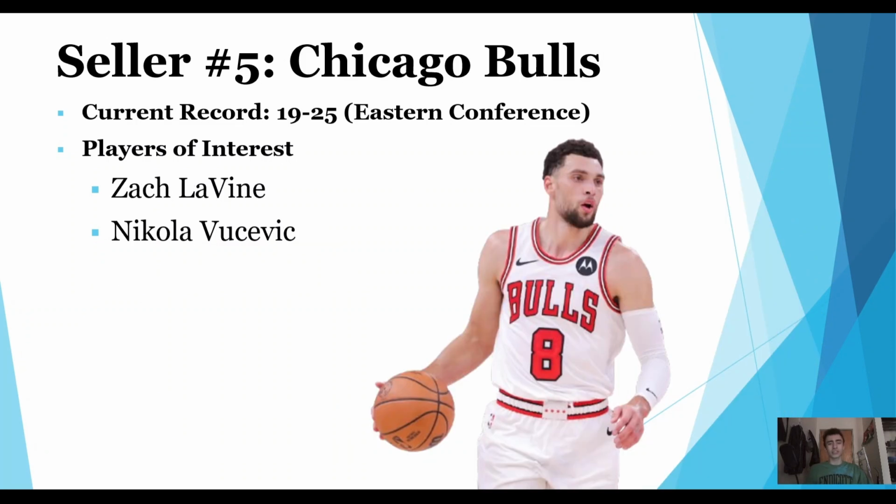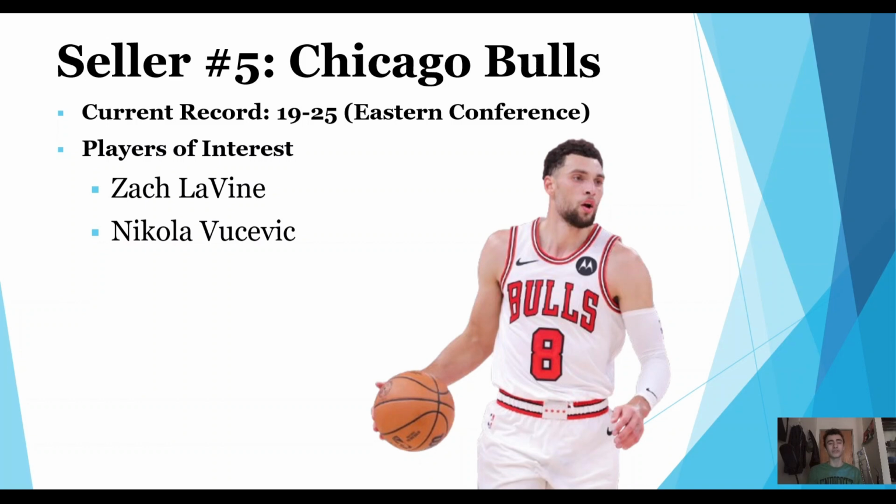Our fifth seller, the Chicago Bulls, are 19-25, and they have really two big names: Zach LaVine and Nikola Vucevic. Now, Vucevic, I could see him fitting in Los Angeles, Golden State, a couple of these teams that seem like they're one piece away from unlocking a higher power, and then you're banking on the upside of all-time greats in Steph Curry and LeBron James.